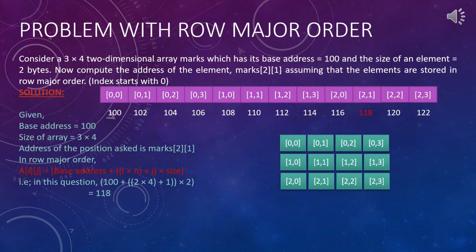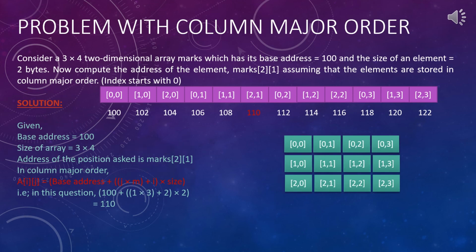Now let us see what our formula gives. The base address is 100, the size of the array is 3x4, and the position asked is marks[2][1]. In row major order, we already know the formula, that is base address plus (i into n plus j) into size. That is, base address 100 plus i is 2 into n is 4 plus j is 1, into size is 2. That gives 118. So we can see that the figure and the answer we got both match. So this gives the correct result.